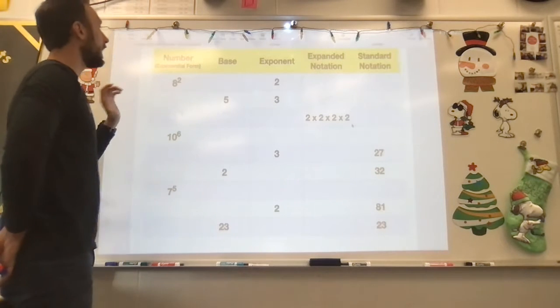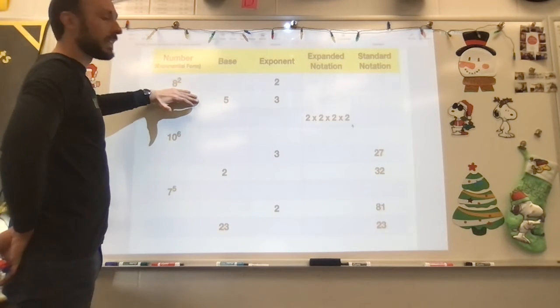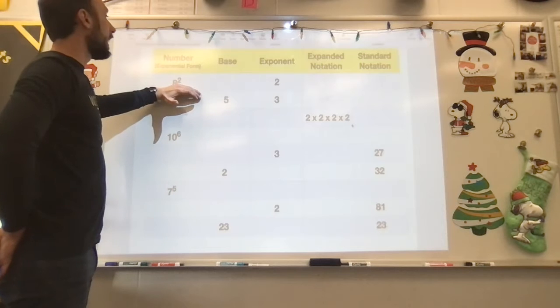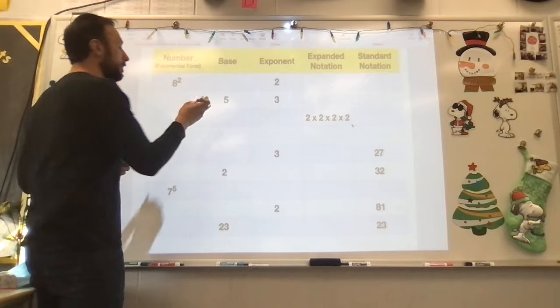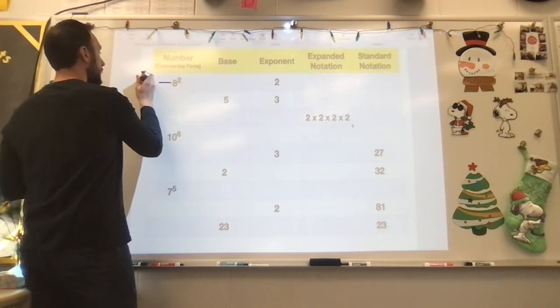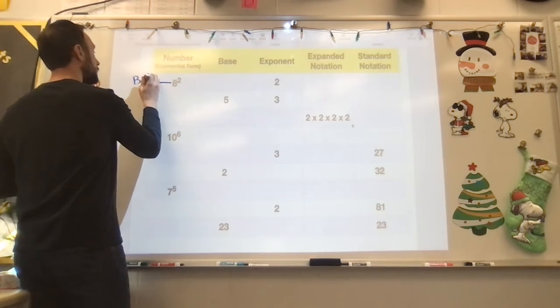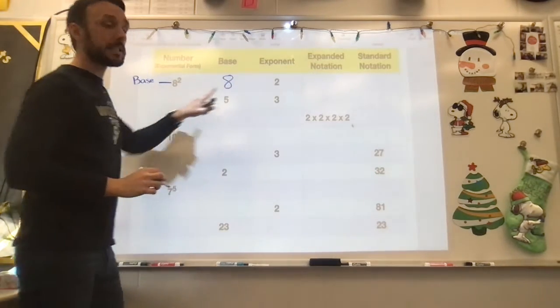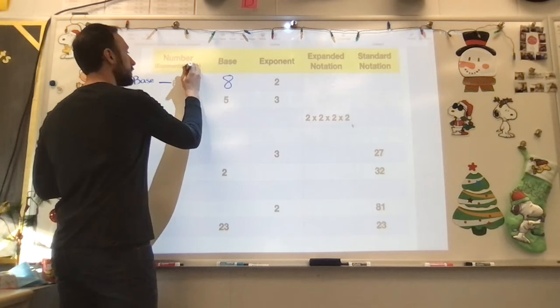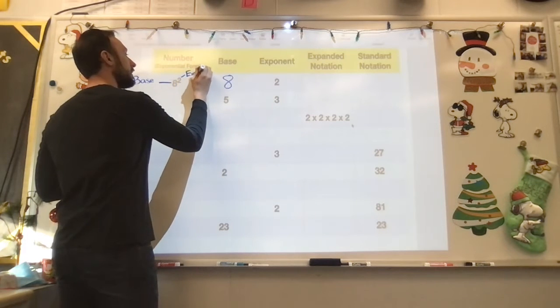So if we work from left to right, the first one says number. On the first one that's given to us, we have 8 squared. Our first job is to figure out the base. If you think back to our notes, the base is the big number. It's the bottom number, the number that's sitting on the ground. So my base would be 8. My exponent is my number in the air, which is my 2. So that is my exponent.